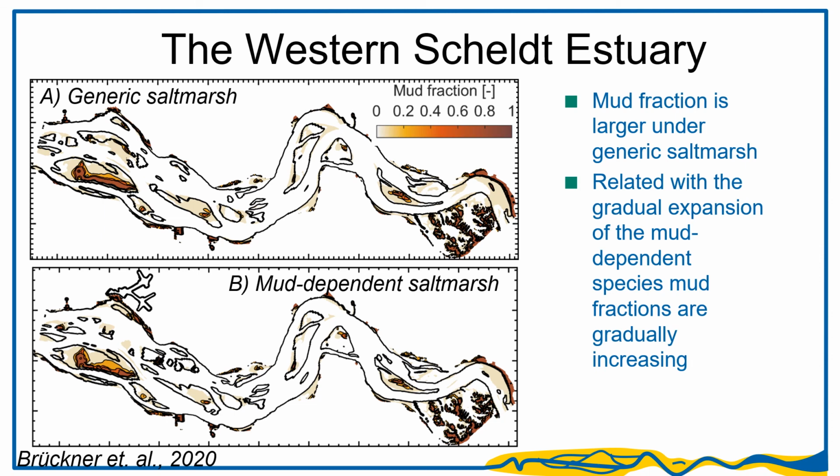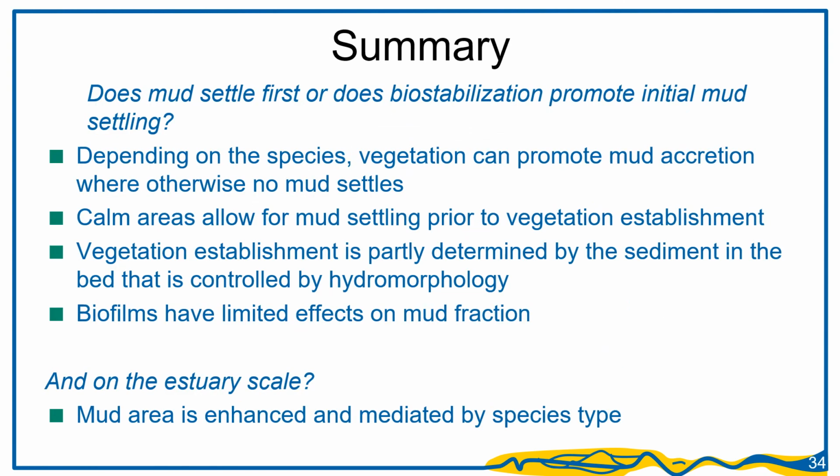So if we look at the very big bar to the very left, we see that there is a pretty high mud fraction for the generic salt marsh species, while the mud-dependent species has lower mud fractions. So related to the expansion of the different species, we also have different mud fractions in the bed.